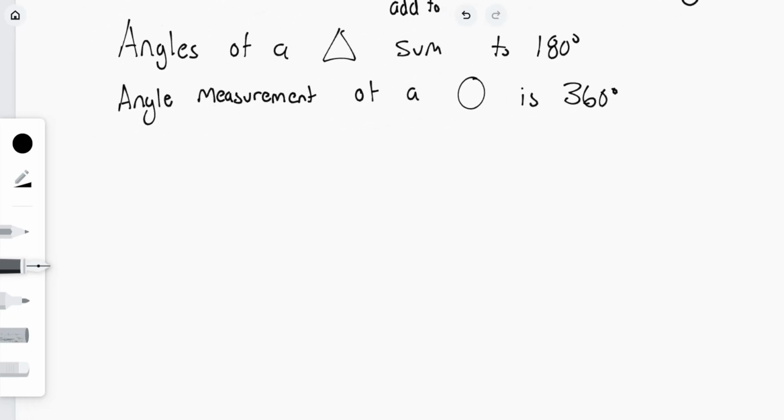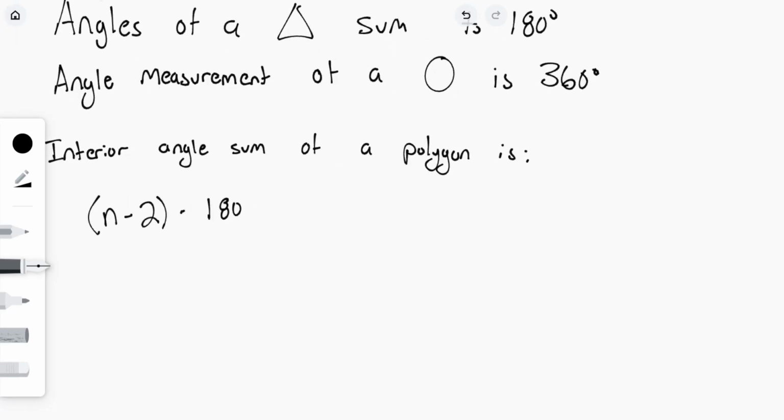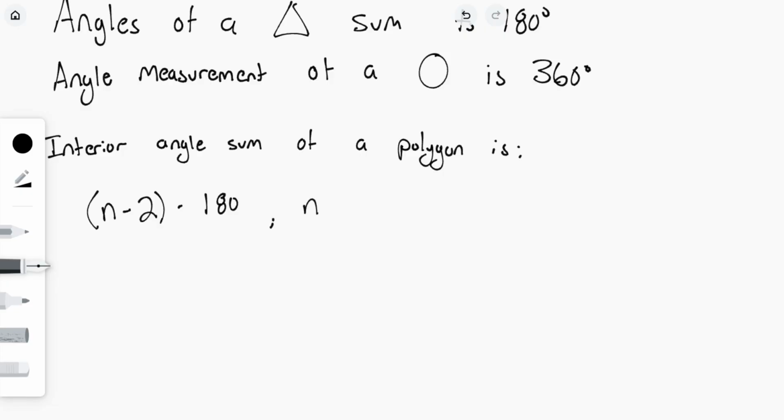Before we start doing that though, what is the interior angle sum? The interior angle sum of a polygon is the following: (n minus 2) multiplied by 180 degrees, where n is the number of sides. So for some polygon, it doesn't matter how many sides you have, we're going to use this formula to figure out the interior angle sum.